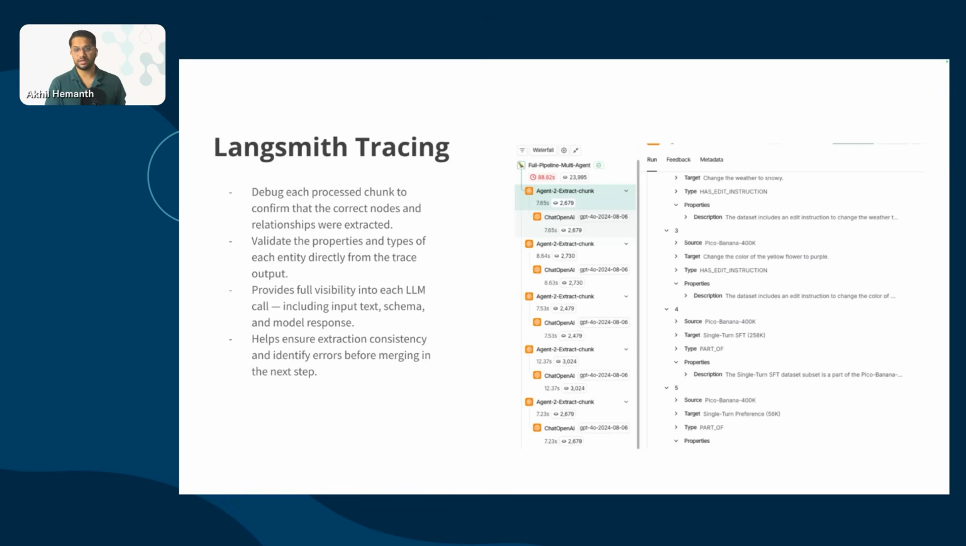So we can debug each processed chunk to confirm that the correct nodes and relationships were extracted. We can validate the properties and the types of each entity directly from the trace output, and it provides full visibility into each LLM call, including the input text, the schema, and the output. As you can tell in the image, we're looking at relationships in this case. And so you have the source, you have the target, you have the relationship type, and you have a little bit of a description to give us the context of what this whole entity and relationship was.